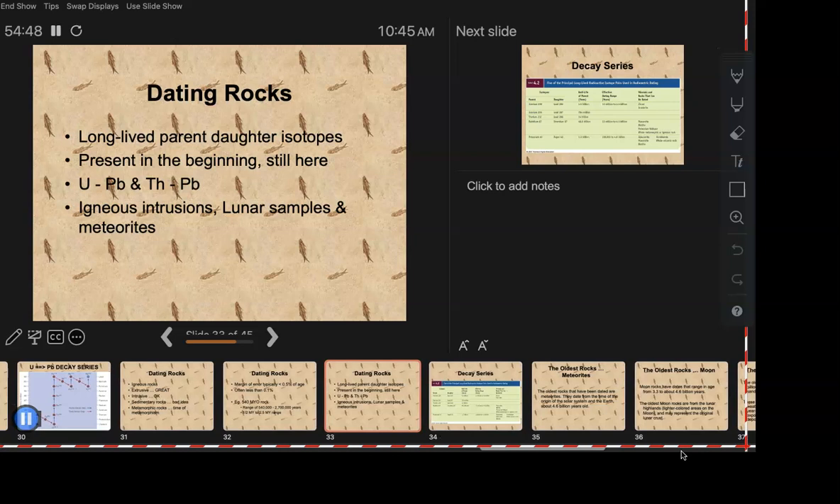All right, dating rocks again. Let's see. Long-lived parent-daughter isotopes, present in the beginning, still here to the end. Yeah, the uranium decay series is incredibly long, and thorium is as well. I'm not that familiar with thorium.